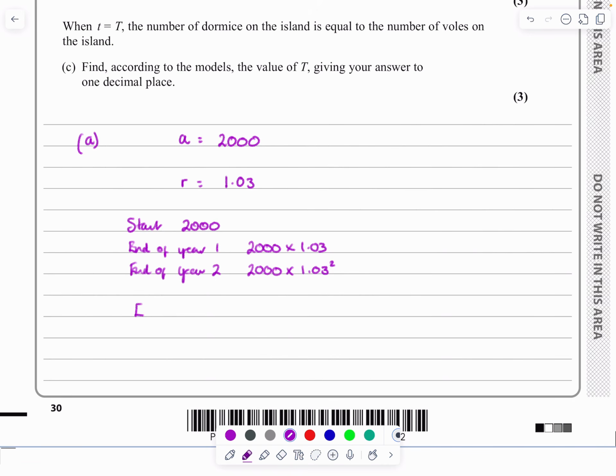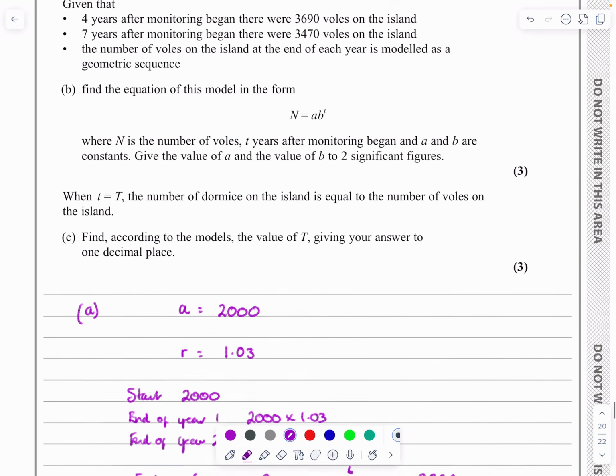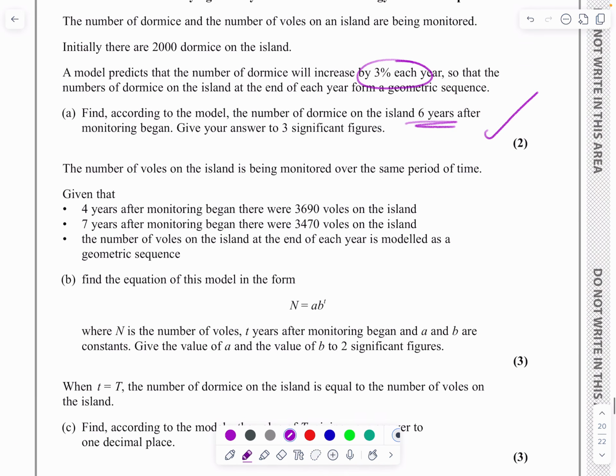And then the question that they want is how many are there at the end of year 6. So at the end of year 6, following that idea through, it's 2,000 times 1.03 to the power of 6. If you're not careful, you might get that value wrong where you're not concentrating on the wording of the question. If we work it out to 3 significant figures, it works out to be 2390, and that's that first part done.